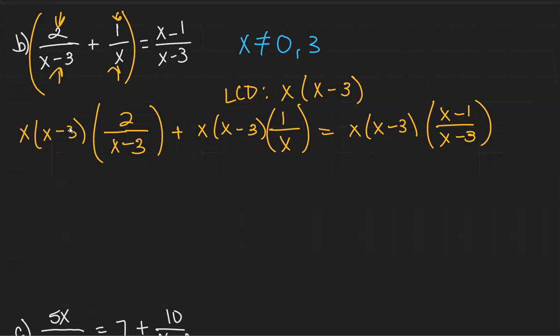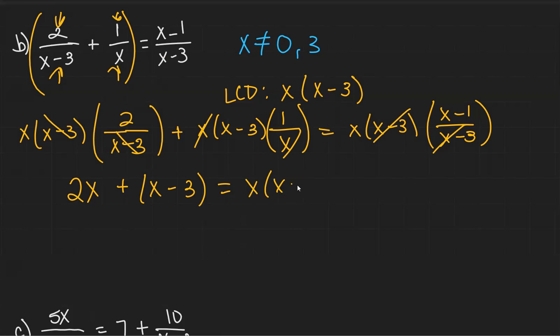Okay, in my first fraction, I can simplify out the x minus 3's. So I have 2x remaining. And the second piece, I can simplify the x's out. So I'm remaining with x minus 3, equals, on the right-hand side, I can simplify the x minus 3's out. I'm left with x times x minus 1. Okay, now let's keep going. 2x plus x, that's 3x minus 3 is equal to x squared minus x.